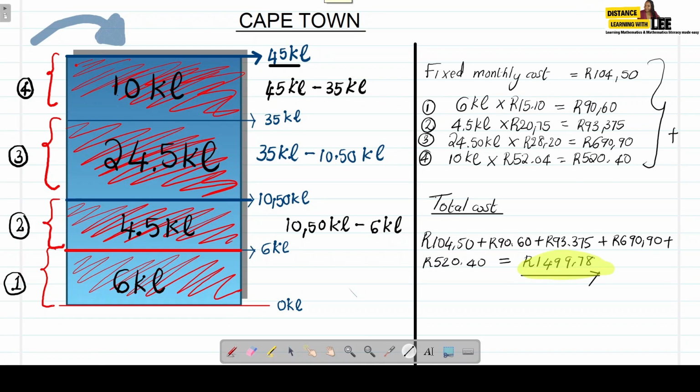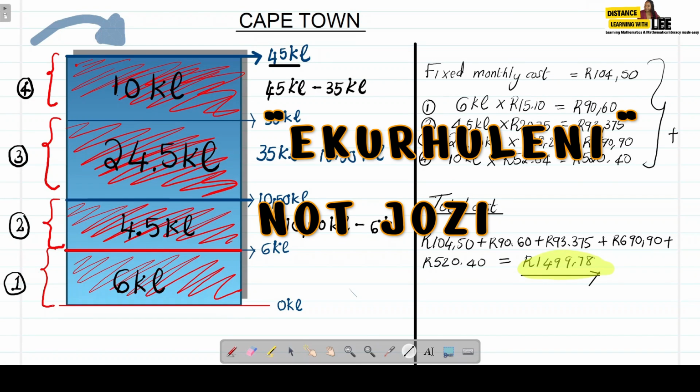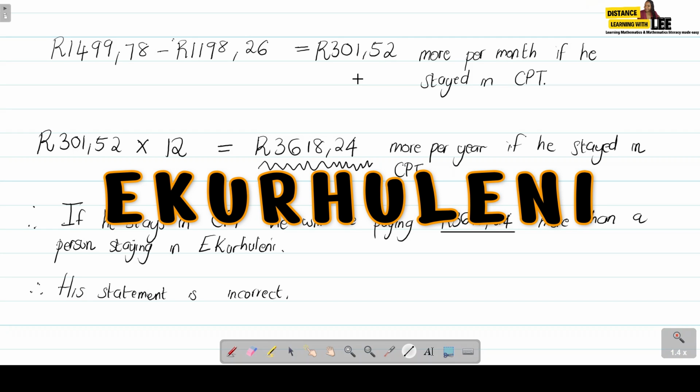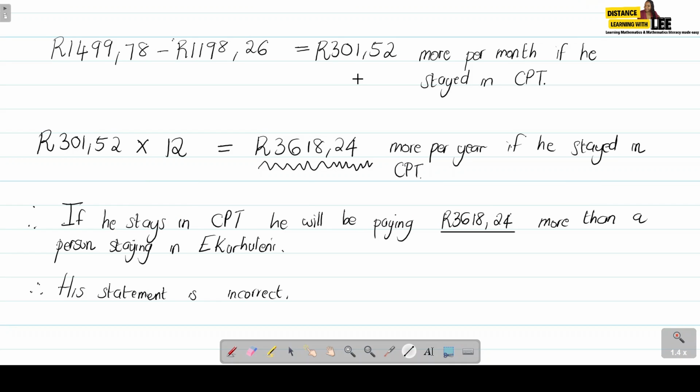So we take the amount for Cape Town minus the amount for Johannesburg to find that actually, if he stays in Cape Town, he pays 301 rand and 52 cents more than he would pay if he stayed in Johannesburg. However, we're not done. This just gives us how much more he would pay monthly. However, we want to find out how much more he would pay per year, because this 301.52 is just the monthly price. So we needed to multiply the 301.52 by 12 to get that he pays 3,618.24 rand more per year if he stayed in Cape Town.